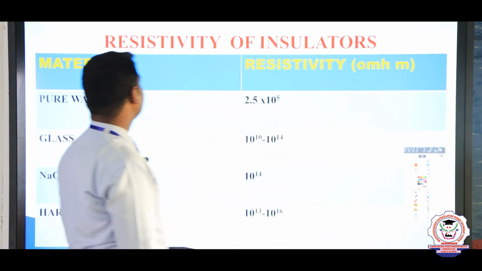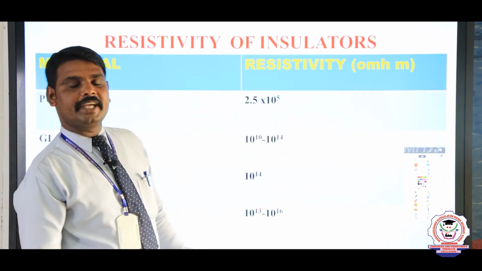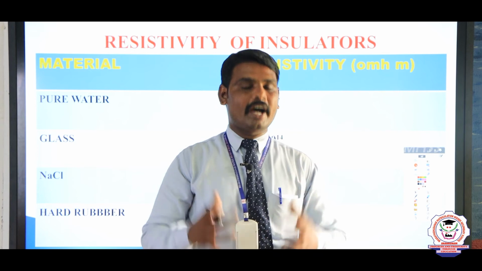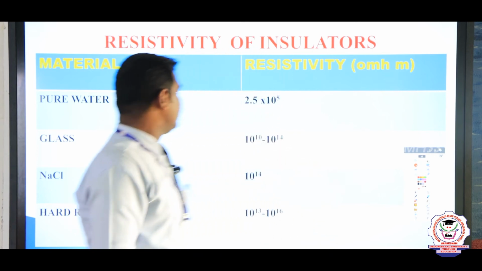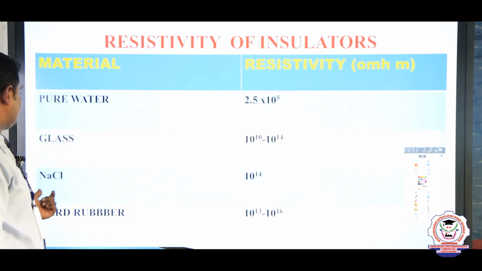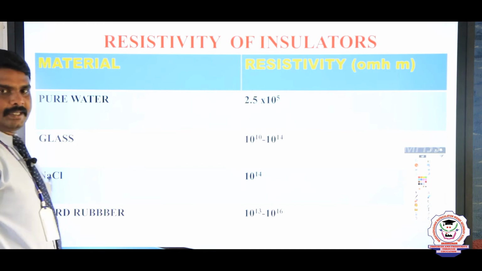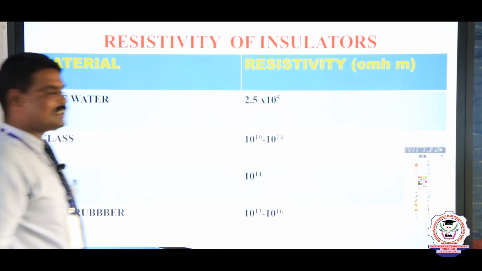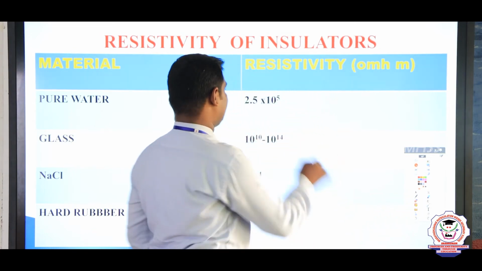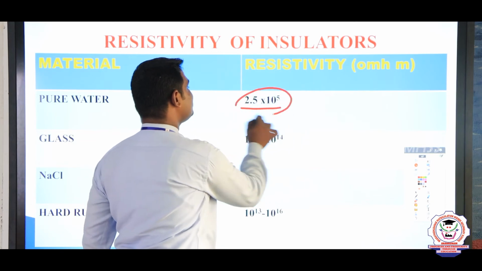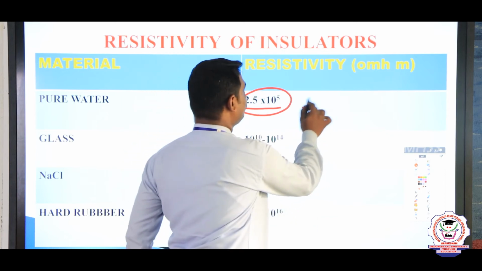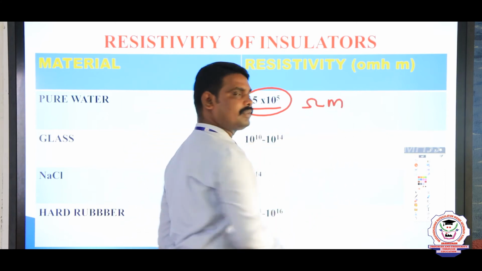See, my dears, the insulator is nothing but a material that does not conduct electricity; it has high resistivity. Here some examples are given: pure water, glass, sodium chloride and hard rubber. Pure water has a high resistivity of 2.5 into 10 to the power 5 ohm meter. This is a large amount of resistivity. This is the symbol of ohm, right?